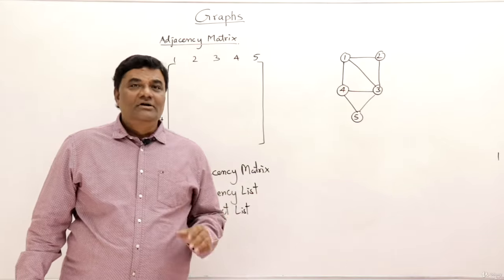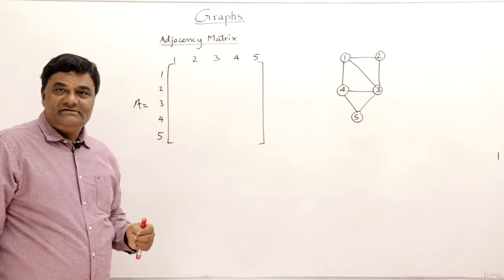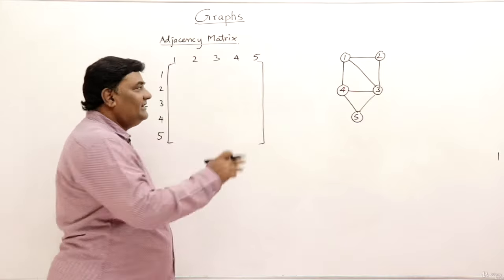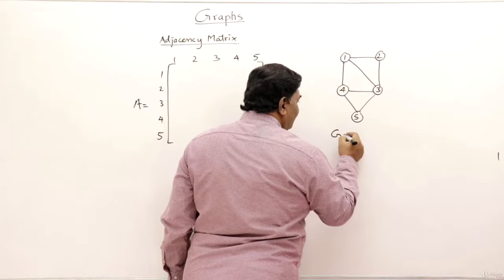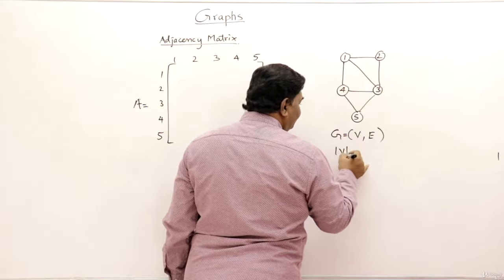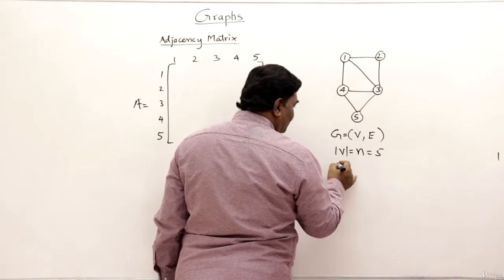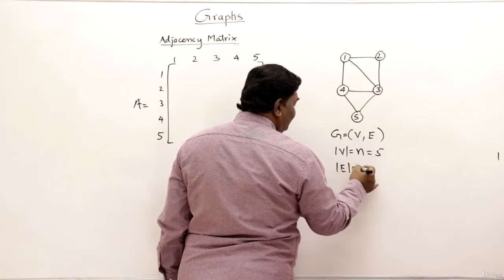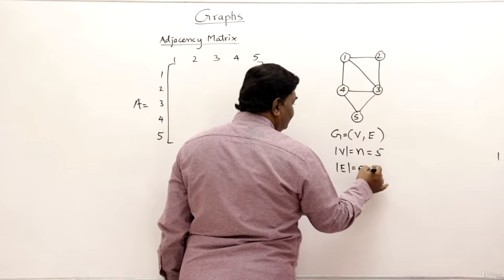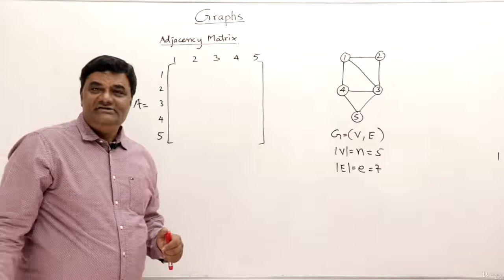Let us look at all of them one by one. Here, the first one is the adjacency matrix. I have already taken a matrix. The graph is represented as a set of vertices and edges, and the number of vertices, represented as n, is 5, and the number of edges, represented with the symbol E, is 7. So I have to represent all those vertices and edges.